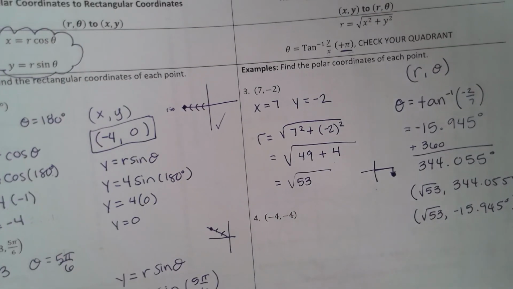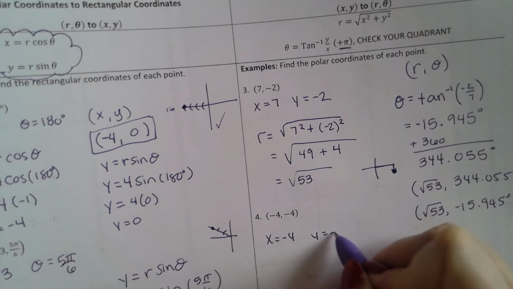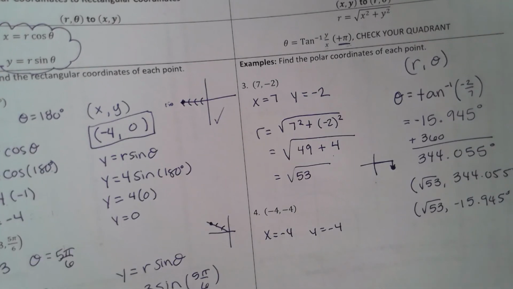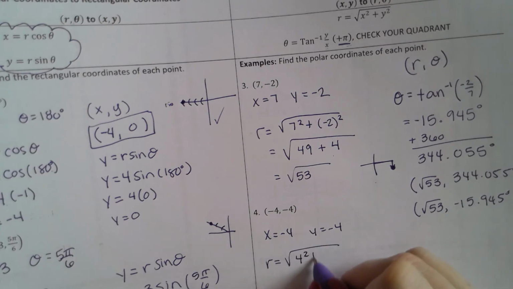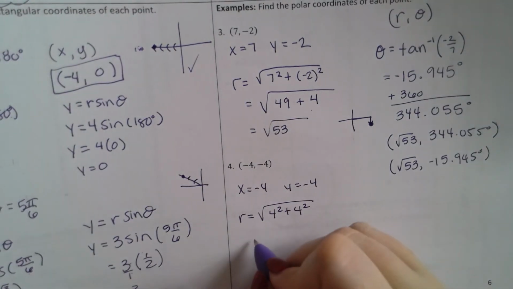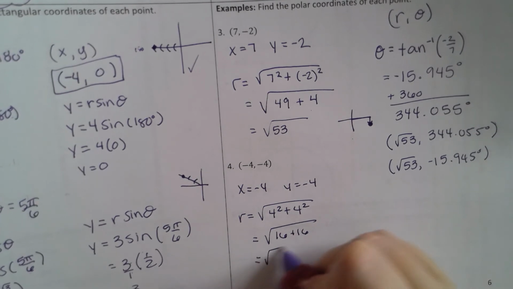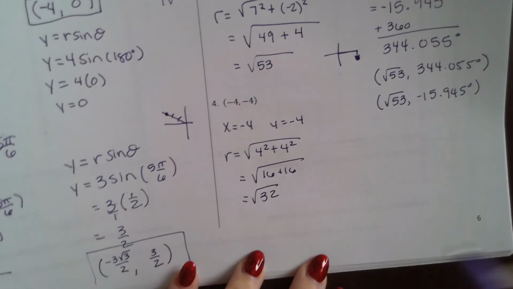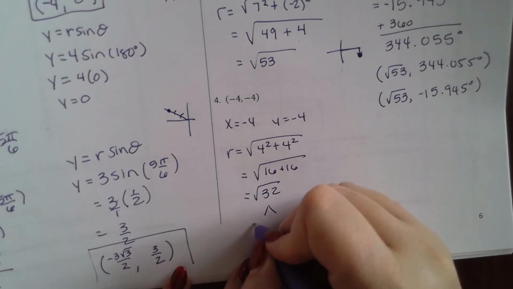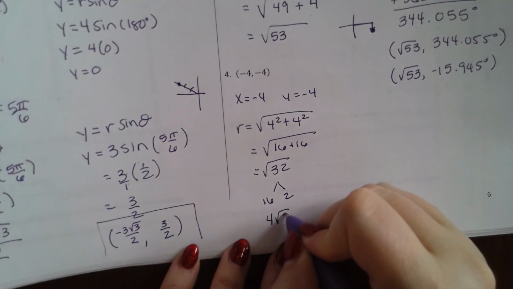Okay. All right, -4, -4. So x is -4, y is -4. I want to find r. So 4 squared plus 4 squared gives us 16 and 16, which is root 32. Now root 32 can break down. It can break down into 16 and 2, which makes 4 root 2.